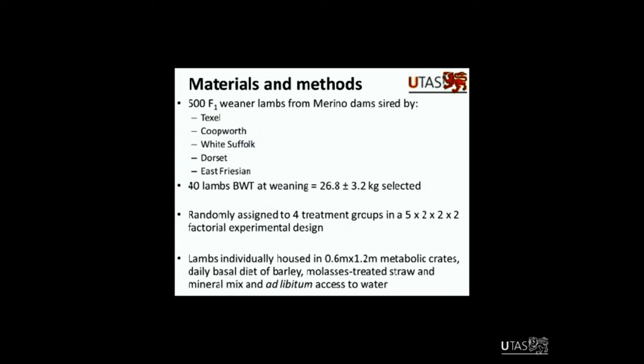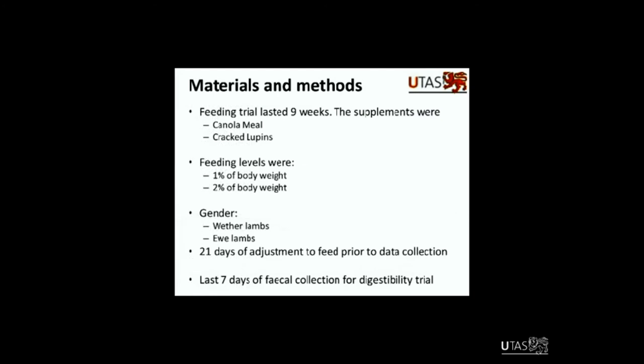So we generated about 500 F1s from Merino dams, sorry. And these were the sires listed there. But then after weaning, we chose about 40 of them at an average weight of about 26 kilos, and we assigned them into four treatments, so a five by two by two by two. And these lambs were housed individually so that we could monitor them.